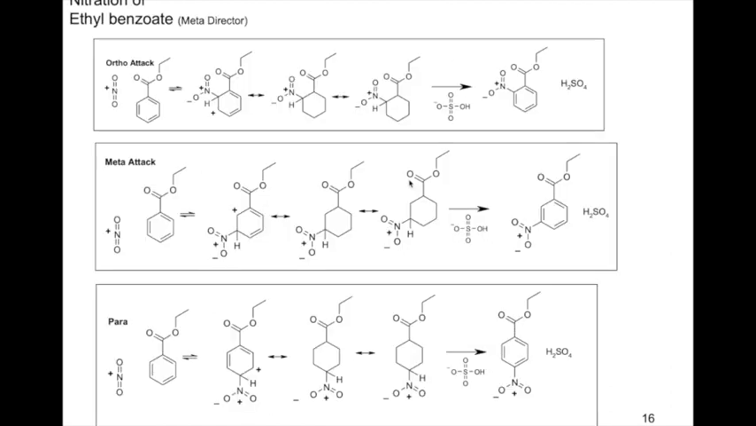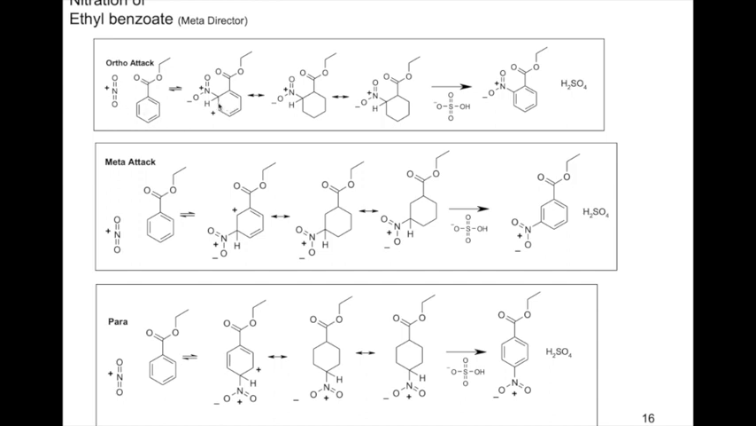And then I have a meta attack. Another group here. So what kind of director is this? It doesn't have a lone pair there, but it has a pi bond. So hopefully you're thinking, oh, meta director. And it is a meta director, because it can withdraw electrons from the ortho and the para positions more than the meta.